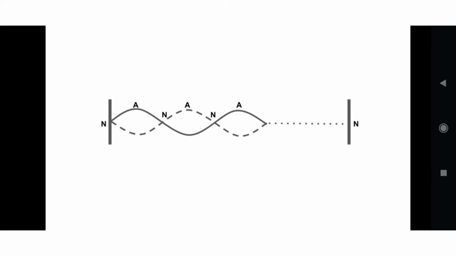When we pluck a string, all these different harmonics can act simultaneously, producing a combined wave pattern. Now, when we play a note on a musical instrument, all the harmonics are played at once. Let me show you. I'll play the same note again, B.